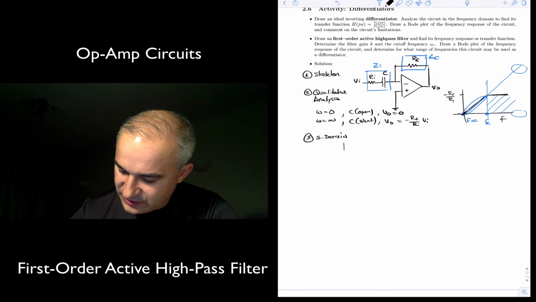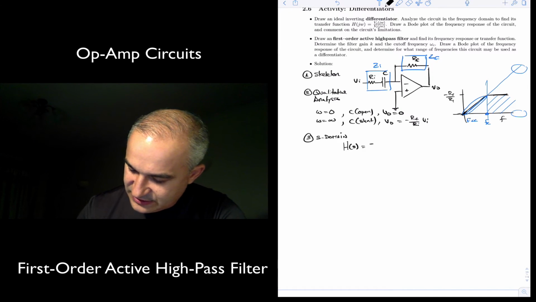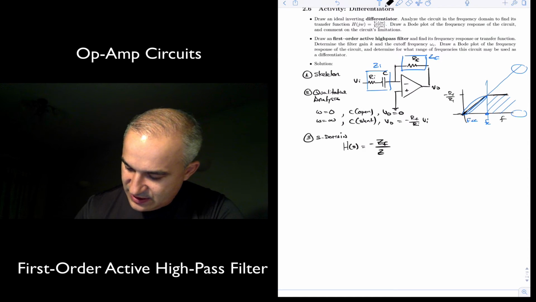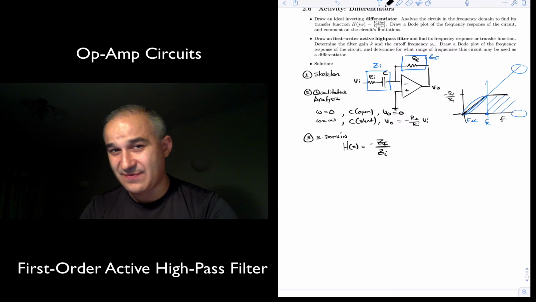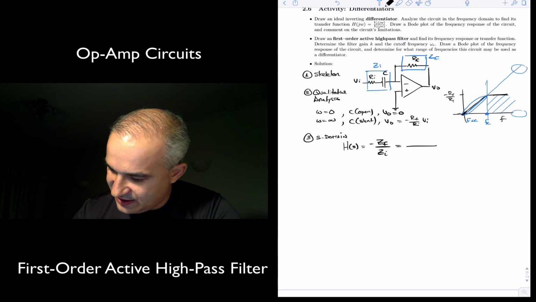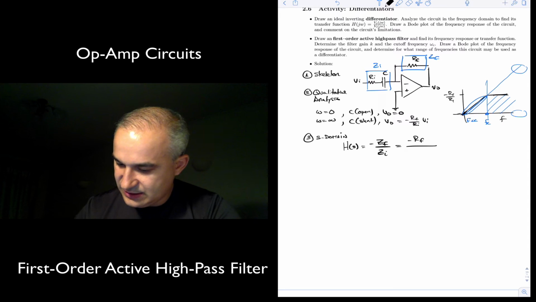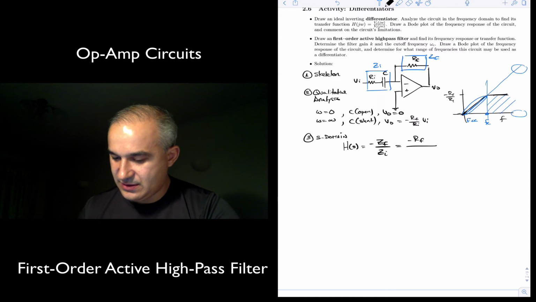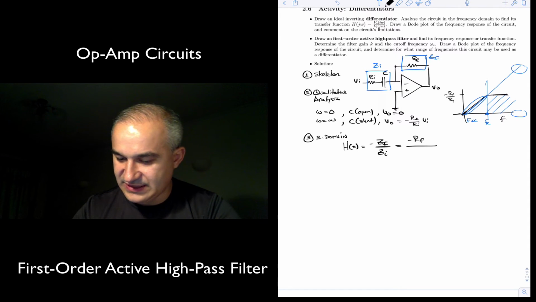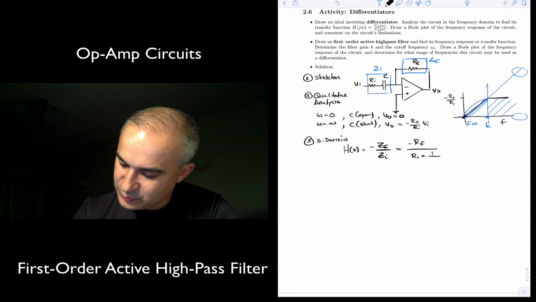So what do we know? That the transfer function H(s) for this circuit is minus Zf over Zi, and we have analyzed that before in previous videos. And so Zf in this case is Rf, and the input impedance here is Ri plus the impedance of the capacitor, which is 1 over sC.